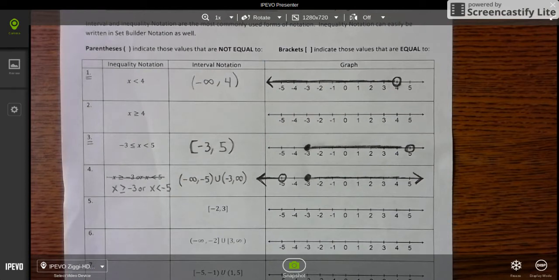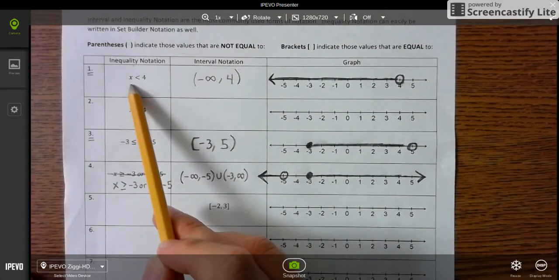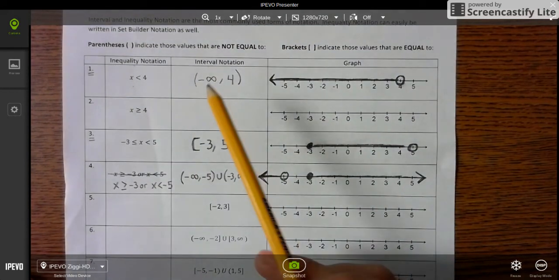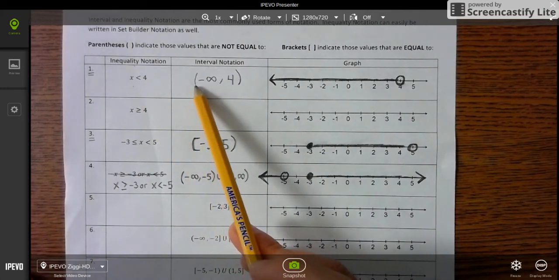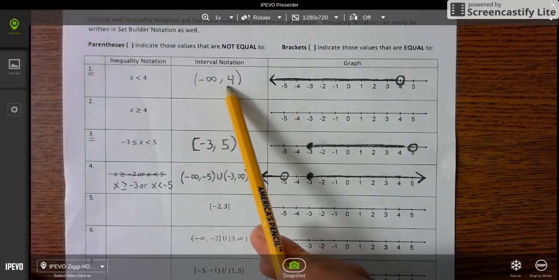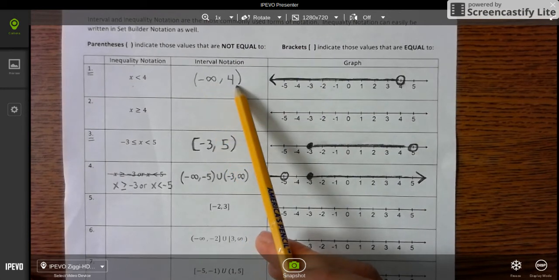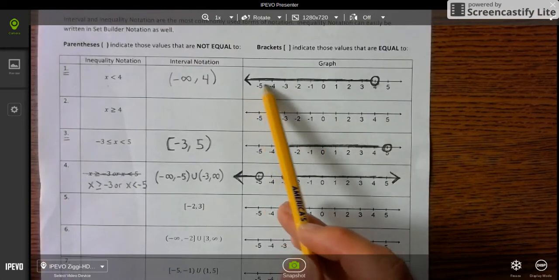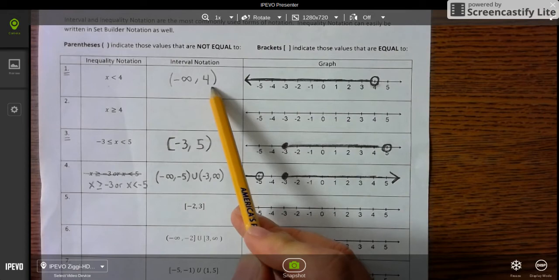All right, so here you're given inequality notation, and remember, interval notation uses the parentheses or brackets. And so here, when we say x is less than 4, that includes negative infinity, all the numbers leading up to 4, coming from the negative direction and stopping at 4. So that might not make as much sense, but once you graph it, you can see here we're coming from negative infinity and we're stopping. Open circle 4 because it's not included in 4.